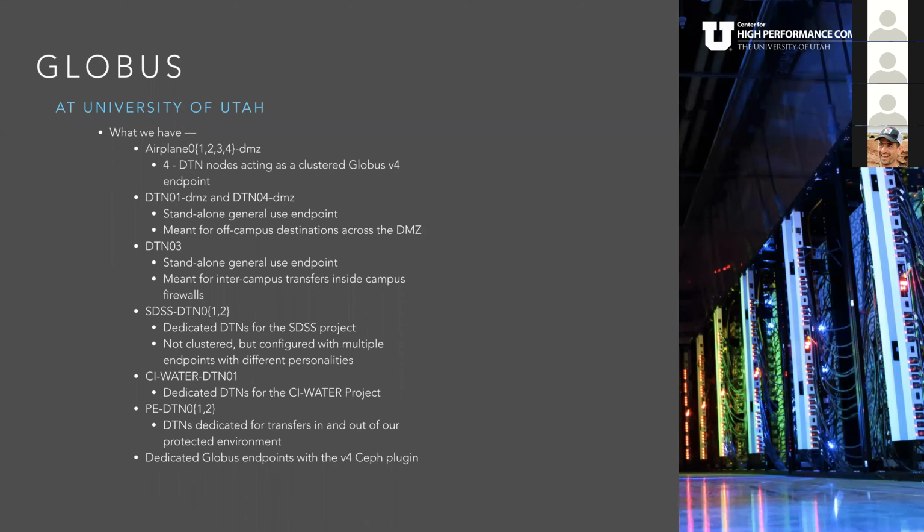And then recently, within the past 2 years, we created a protected environment which has its own DTNs. They are using Globus version 5, because of the high assurance necessity for the protected environment. And then we also have one dedicated endpoint that uses a Ceph plugin to our Ceph storage, and that's version 4 as well.